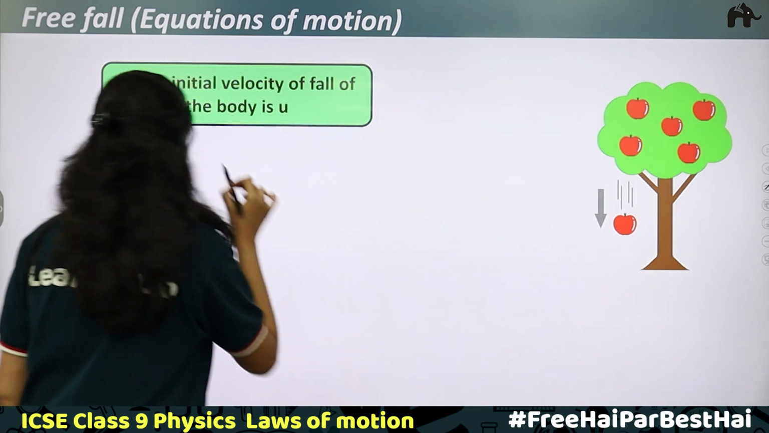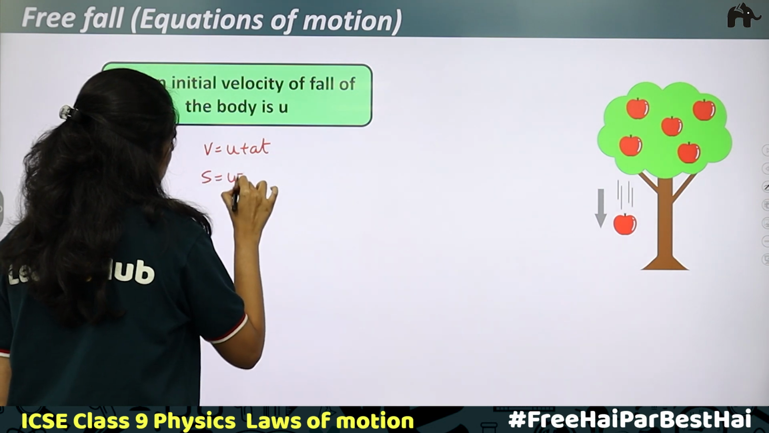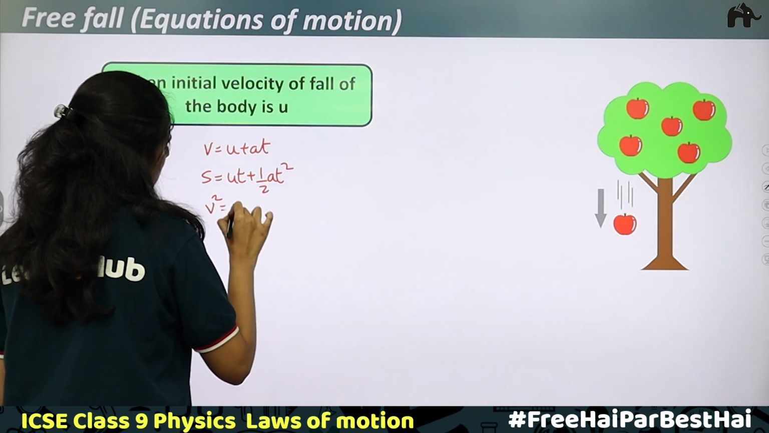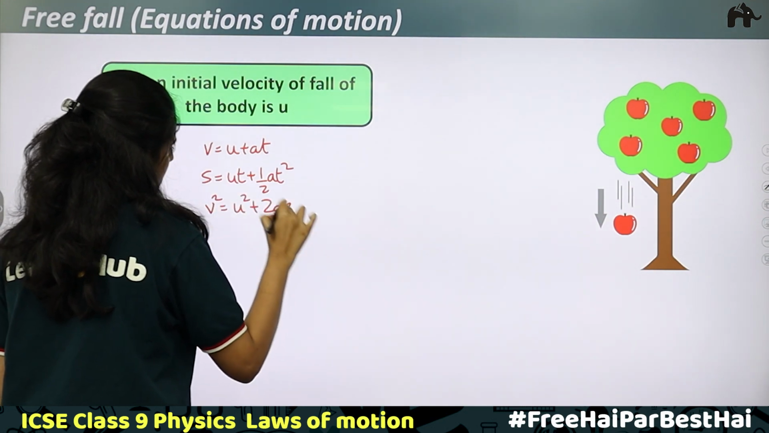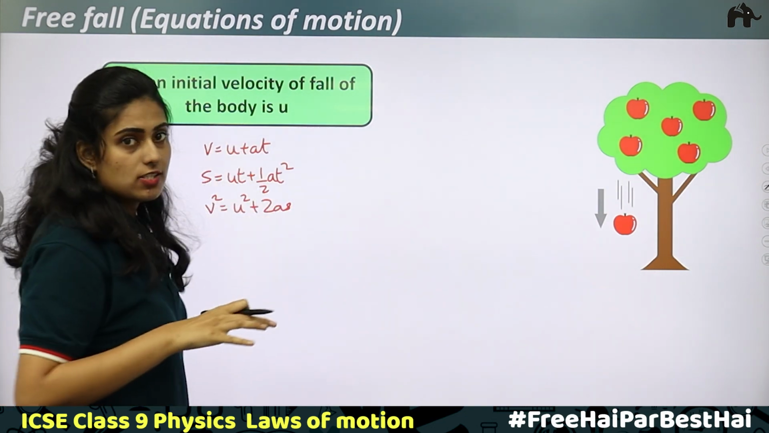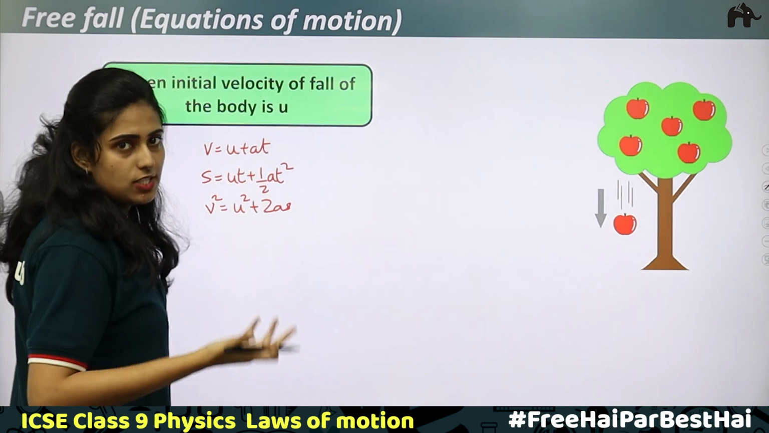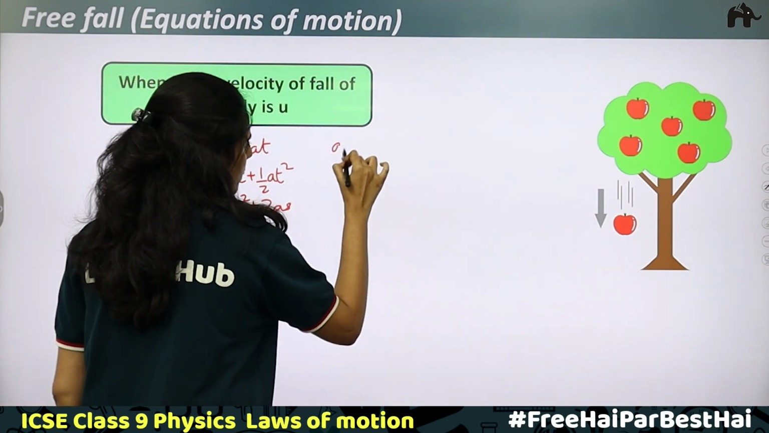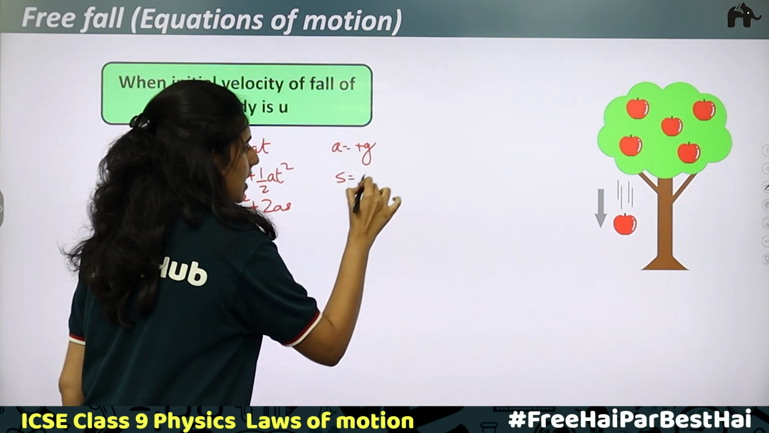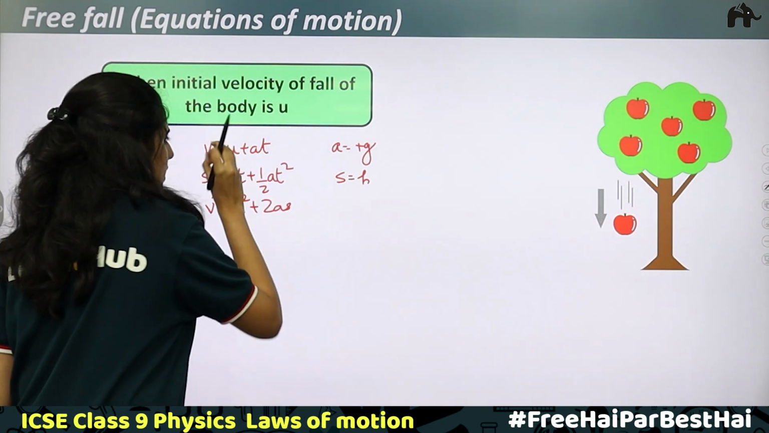Next case is when the initial velocity of fall of the body is u. We have the 3 equations. V is equal to u plus at, S is equal to ut plus half at square, and V square is equal to u square plus 2as. So, here what are the things that we have to change? Now, the body has an initial velocity. We are applying a force. Body is moving in the same direction as the direction in which the force is acting. Okay. Therefore, A will be equal to positive G. Then, S will become H. Only these 2 changes, because here U will have a value, which we will be putting as U itself.